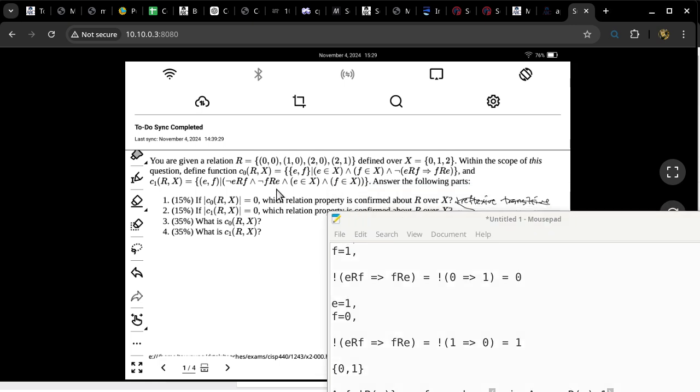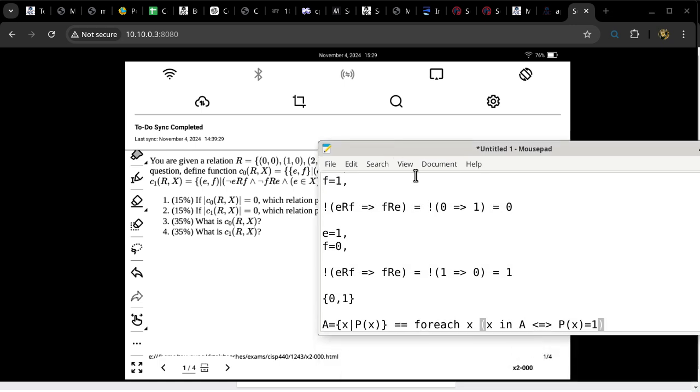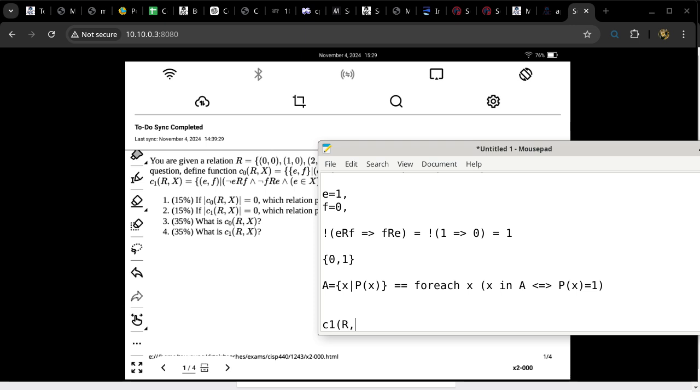C1 is a little less conspicuous, because this one also has a requirement that E has to be in X and F has to be in X. Because we are looking at tuples, the potential elements of C1 are (0, 0), (0, 1), (1, 0), (1, 1), (1, 2), (2, 1), and (2, 2). So there should be 8 elements. I'm missing one: (2, 0). Right, so it's (2, 0) and (0, 2) also.